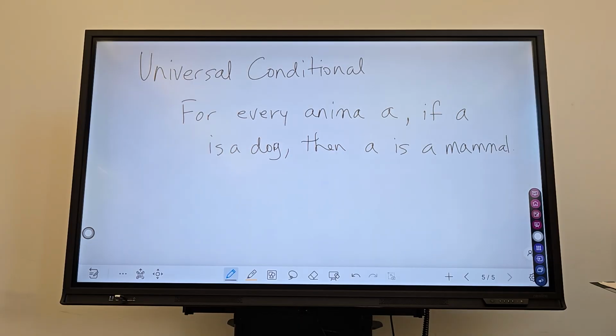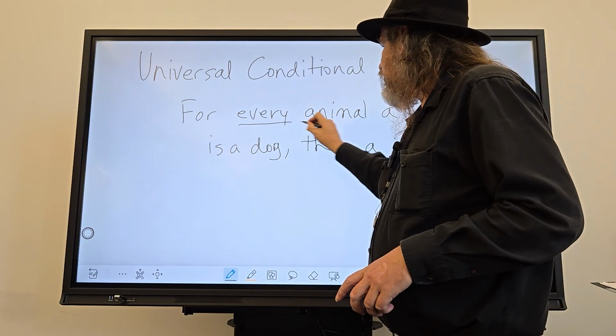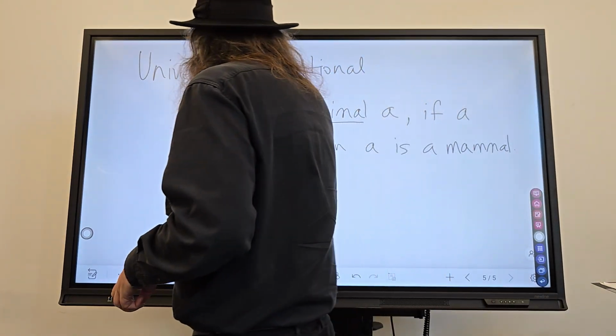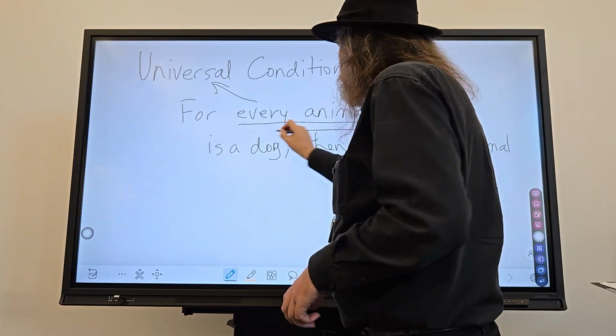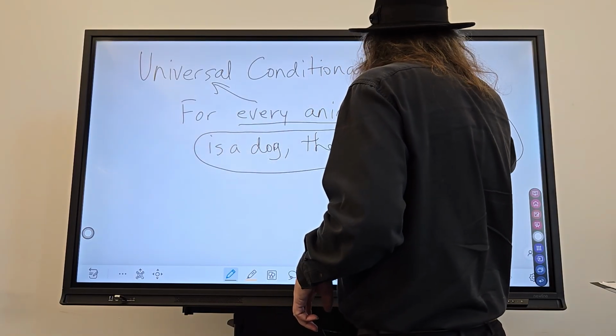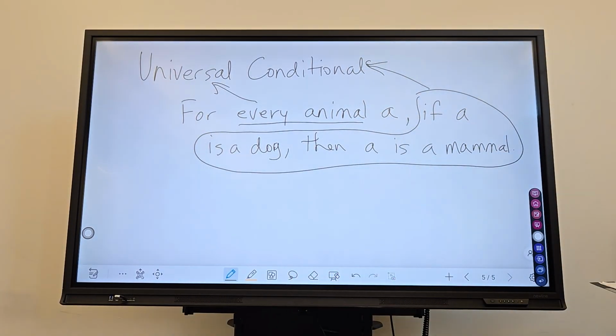For every animal, universal. This makes it universal. And this here makes it a conditional. It is both. Now you notice we have the variable in there. So for every animal A, if A is a dog, then A is a mammal.